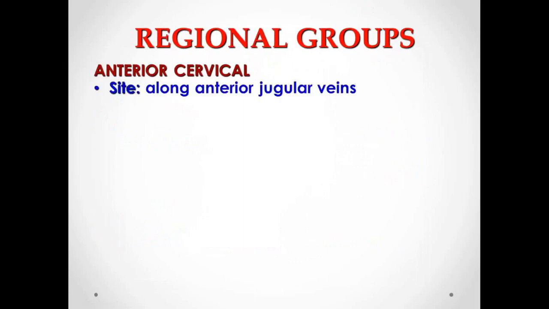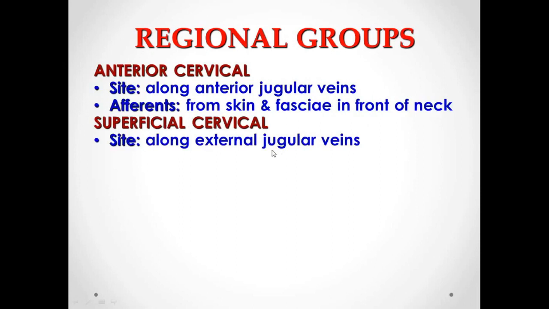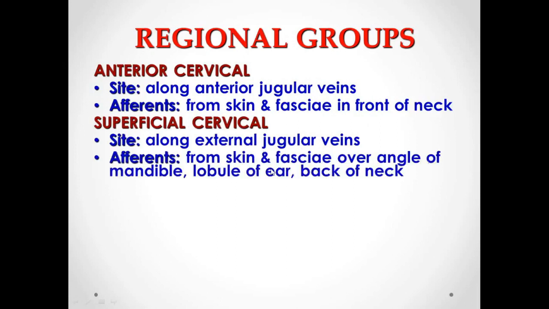Also anterior cervical along the anterior jugular vein, which drain the skin and fascia in front of the neck. Superficial cervical along the external jugular vein, from the skin and fascia over the angle of the mandible, lobule of the ear and back of the neck.